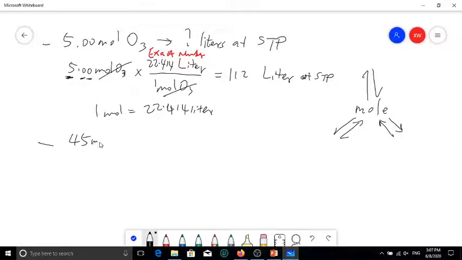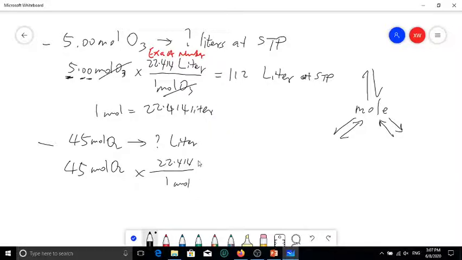If you have 45 mole of oxygen gas, how many liters? You can pause here and quickly try this one. You can almost copy the work from the previous one to do this one. It's exactly the same thing. You can see that it doesn't really matter if this is oxygen or ozone. You multiply this number by 22.414 liters on top, 1 mole at the bottom.